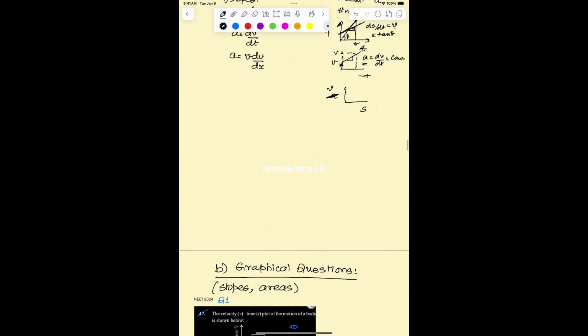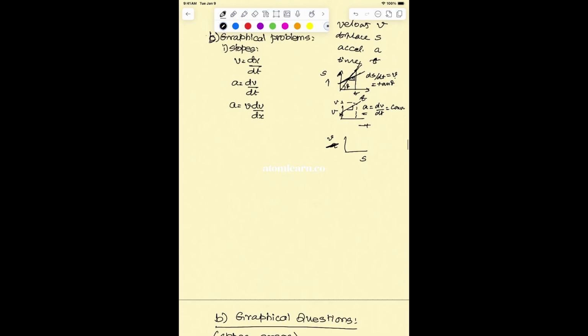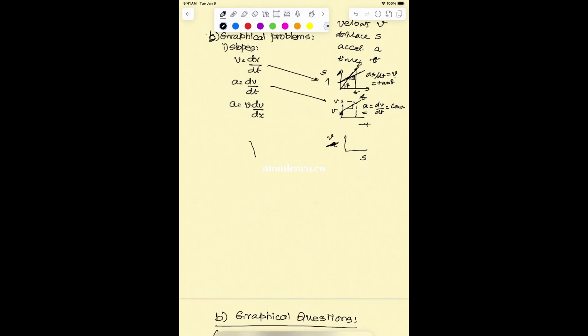Therefore, the V versus t graph will be a straight line so that acceleration is constant. This we know. Now, sometimes you are given the graph v versus s. Here ds by dt is velocity, and acceleration is dv by dt, whereas sometimes you are given dv by ds. Why? Because acceleration, dv by dt, can be expressed as dv by ds multiplied by ds by dt, because ds can get cancelled out. Therefore this is v dv by ds.